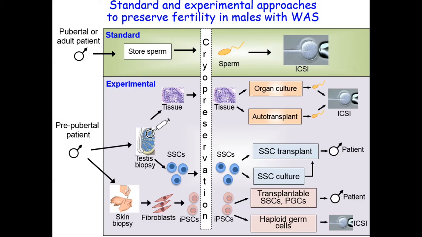The future might also be even this one, where you take other cells, and this would also apply to patients who have already undergone transplant. You could take skin cells, which are called fibroblasts, reprogram them to a pluripotent stem cell stage, and those can be further differentiated in vitro into spermatogonial stem cells or progenitor germ cells, or even, according to some reports, to haploid germ cells, and then be used for obtaining offspring.